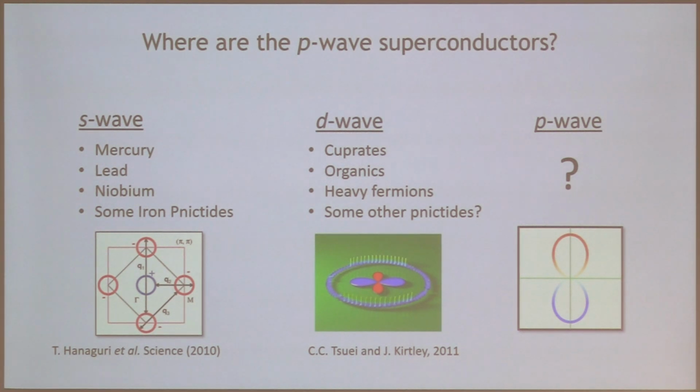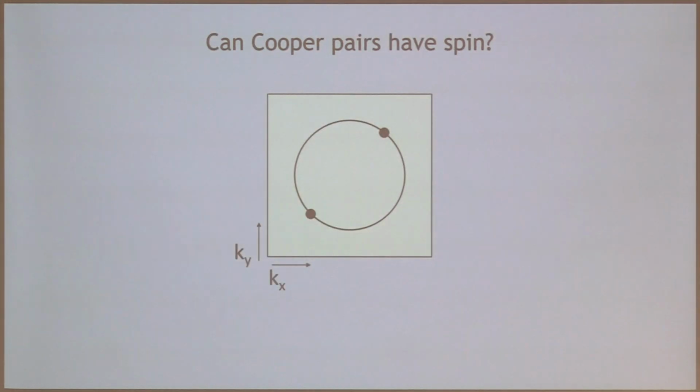We have helium-3, which is a P-wave system, but it's not a superconductor. It's BCS pairing, but it's superfluid. So we'd really like to have a charged solid state system. And I'll tell you why we might actually want that, why it's interesting.